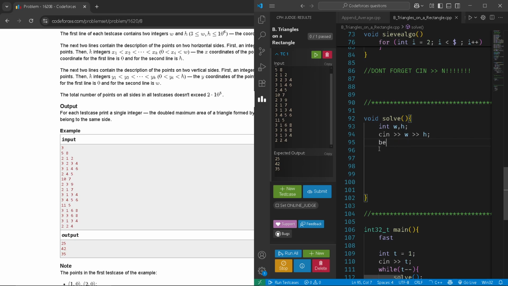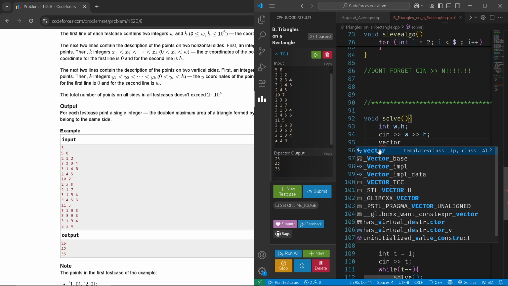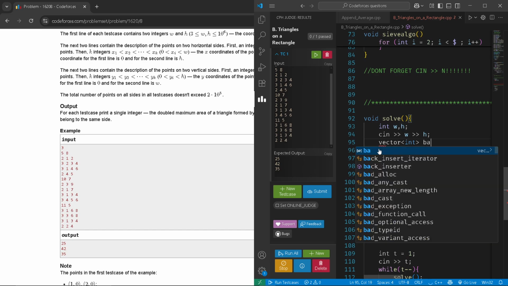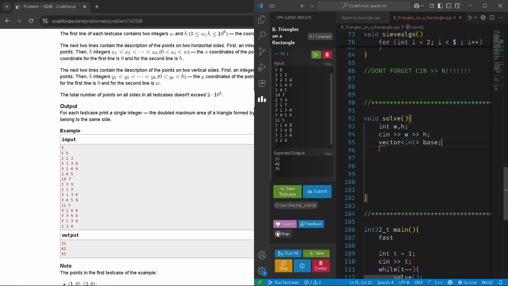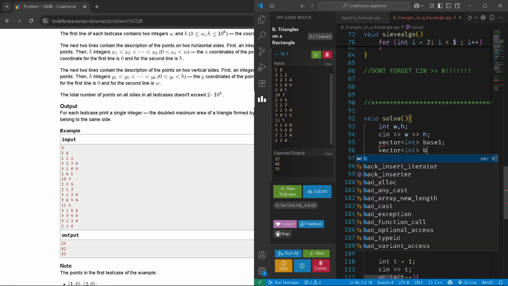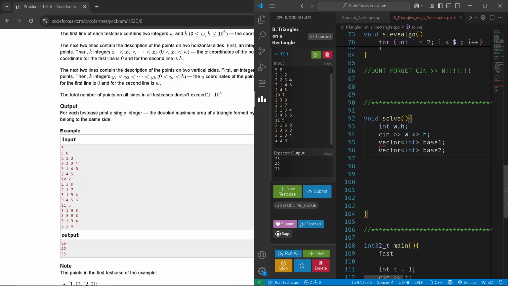I'll create vector bases: vector base 1 and vector integer base 2. Okay. Now in base 1 I'll output the values of bases which are on the first 2 horizontal sides, and in base 2 I'll insert the values which are on the other 2 vertical sides.